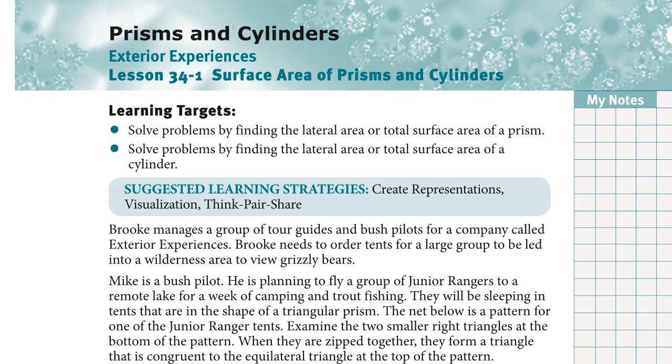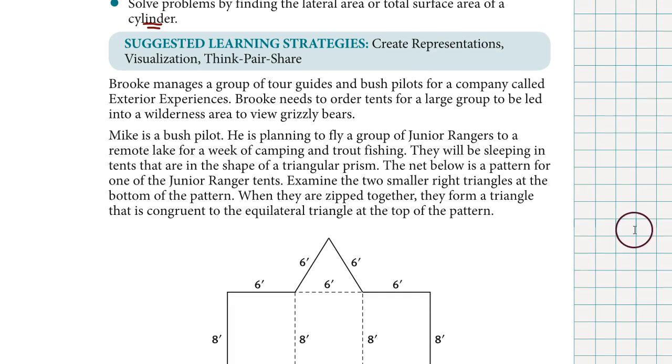This video is for lesson 34-1, surface area of prisms and cylinders. Learning goals are to solve problems that involve lateral area or total surface area for a prism, and to do the same thing for the shape called a cylinder. The real-life scenario this time has to do with tents.